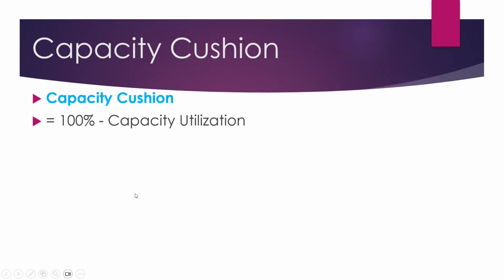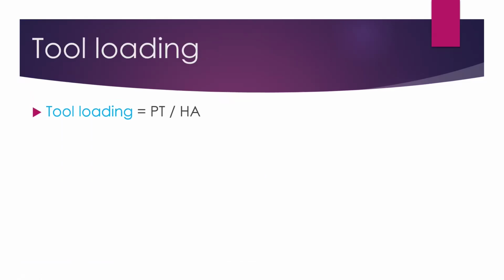So capacity cushion. I have described in my previous lecture that we should not be working at full capacity. So the difference between our working level and the actual capacity is the capacity cushion. This cushion is very important, as it is helpful when there is an unpredictable increase in demand. So the capacity cushion is equal to 100% minus capacity utilization, which we have calculated in my previous slide. Tool loading is equal to the production time divided by hours availability.